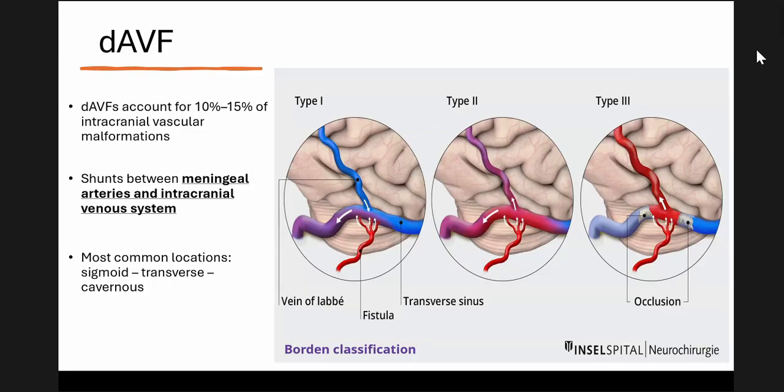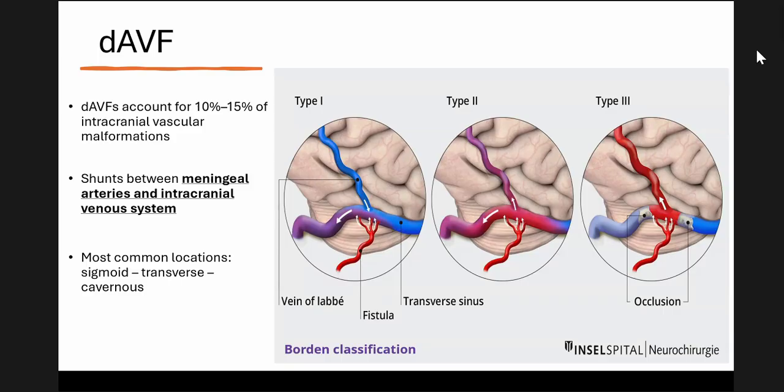I'm not going to go into the details, but do remember that dural AV fistulas account for about 10 to 15% of intracranial vascular malformations. Essentially, the dural AV fistulas are shunts between meningeal arteries and intracranial venous systems. The most common areas involved are the sigmoid sinuses, like we saw in our case, the transverse sinus, also involved in this particular patient, and the cavernous sinuses.